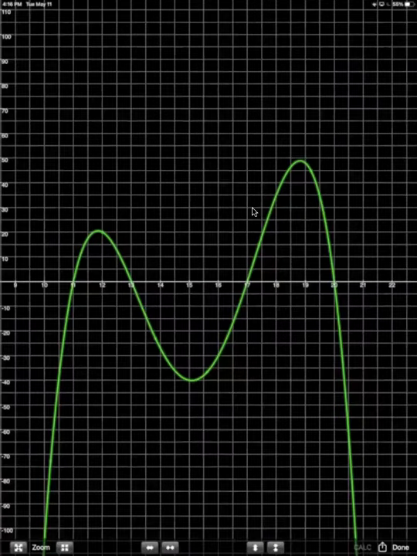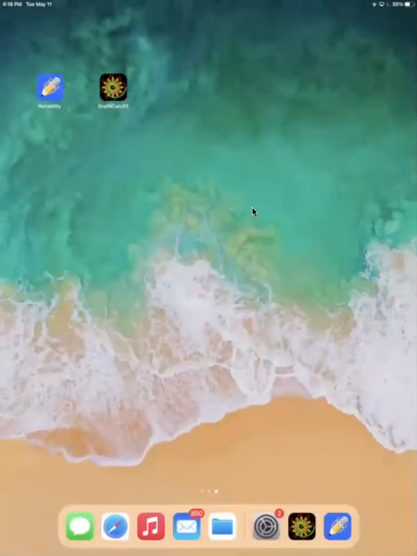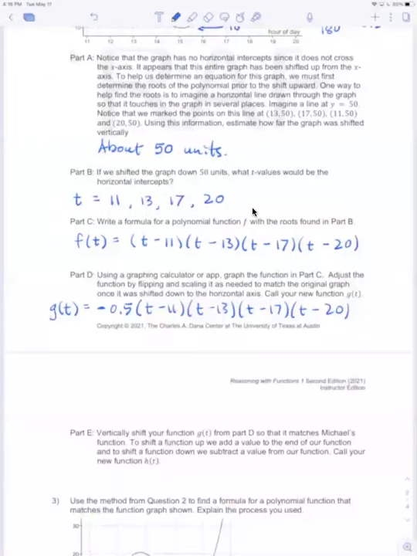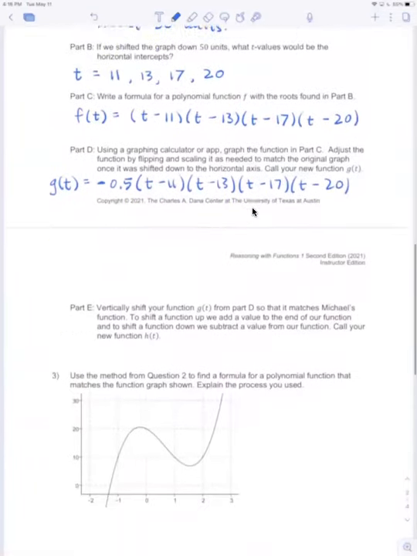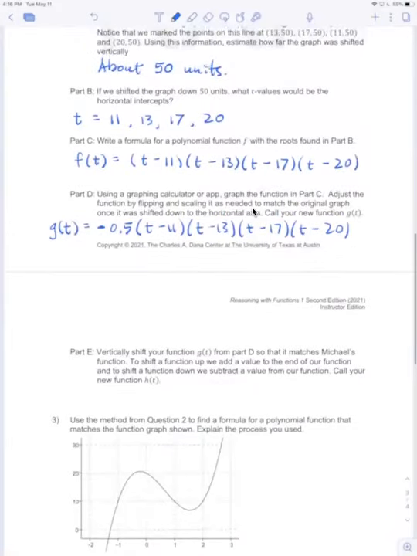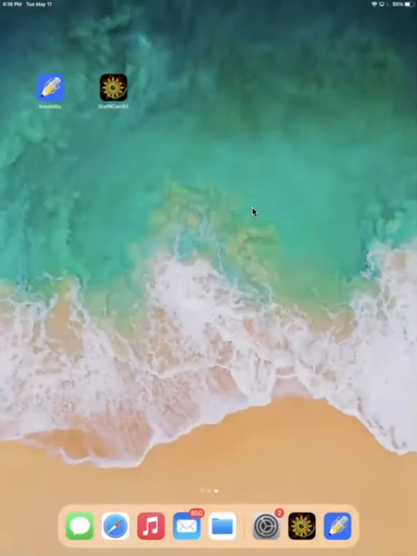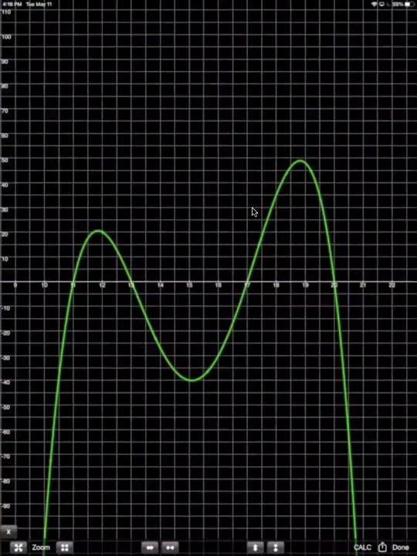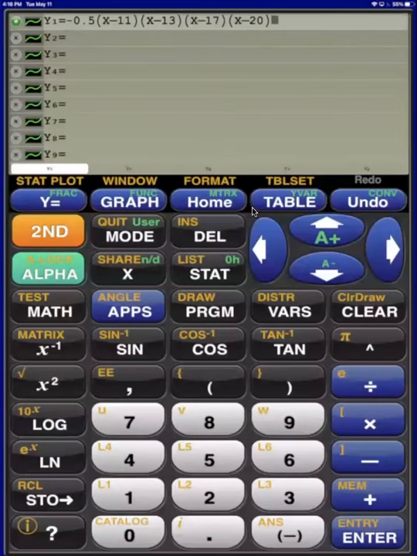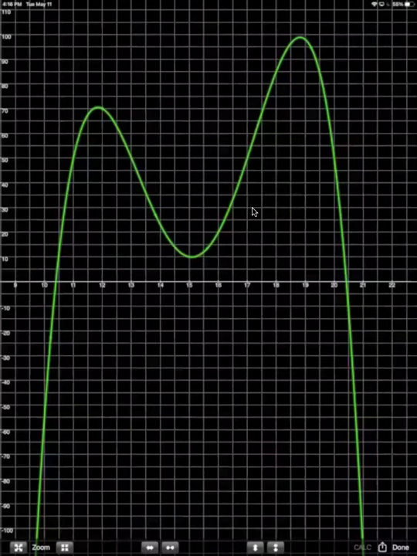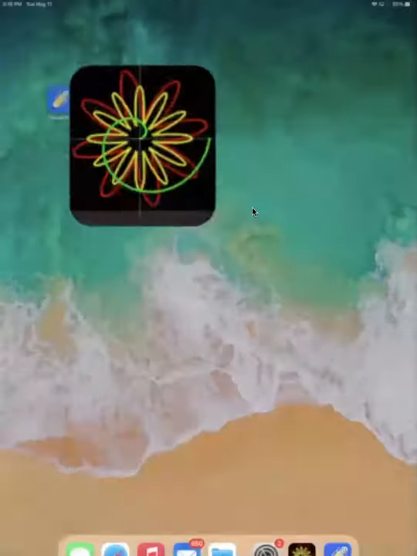Remember, our graph back here, we still have to shift it up 50 units. So let's do that and make sure we get what we want. Y equals, we have to add plus 50 and graph that. And that looks good. Let me go back here.